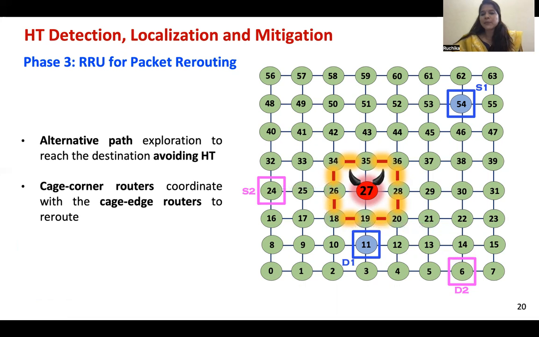Let's take another example where the source node is 54 and the destination node is 11. The path should be like this, but instead it will go to the cage edge router, then the cage corner router, and in a similar way it reaches the destination by bypassing the HT node.